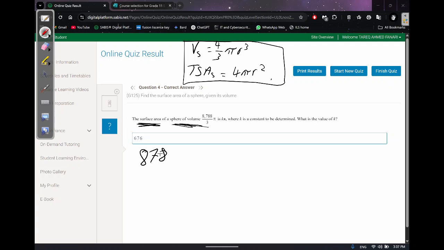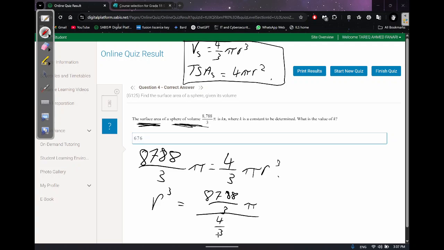So 8788 over 3 pi is equal to 4 over 3 pi r cubed. Okay, same thing we did with the other one. r cubed is equal to 8788 over 3 pi all over 4 over 3 pi, right? So now you do this on a calculator. r is going to be equal to the cube root of 8788 over 3 pi all over 4 over 3 pi.